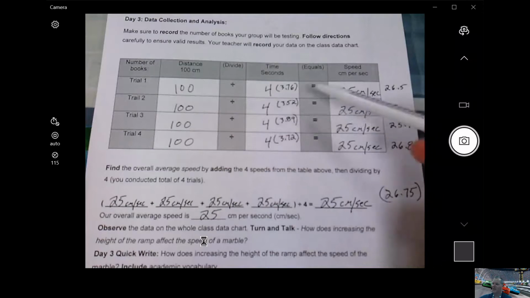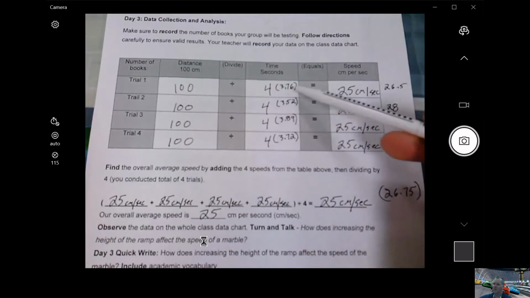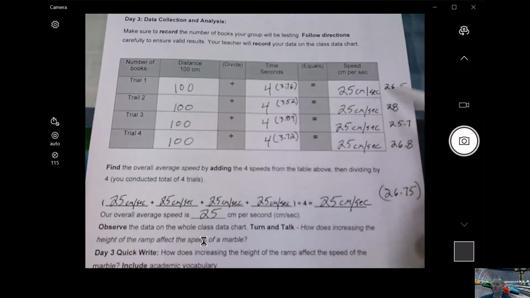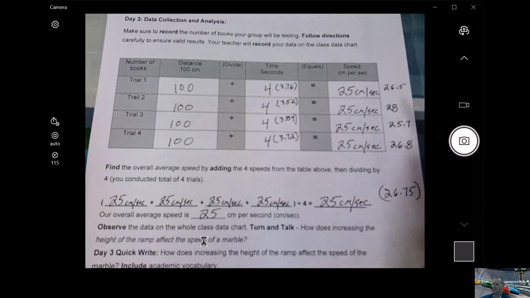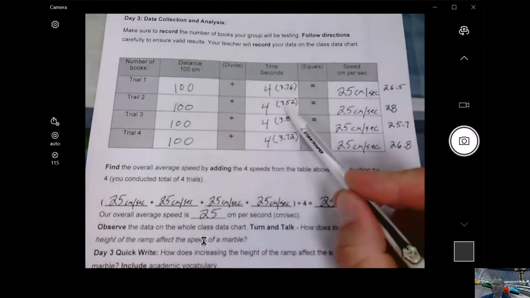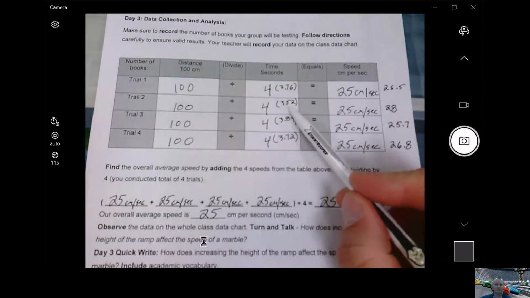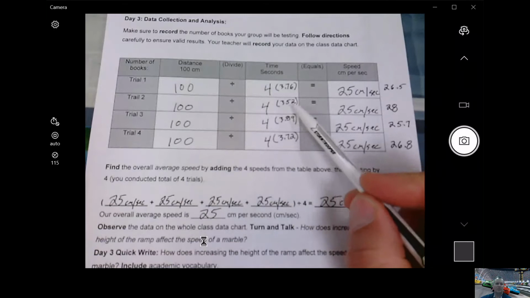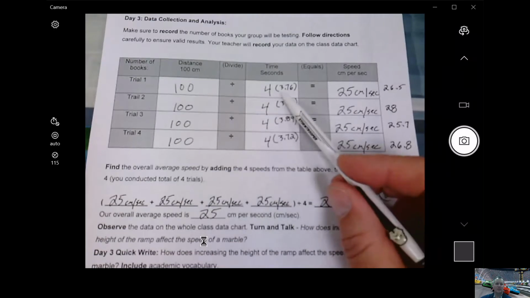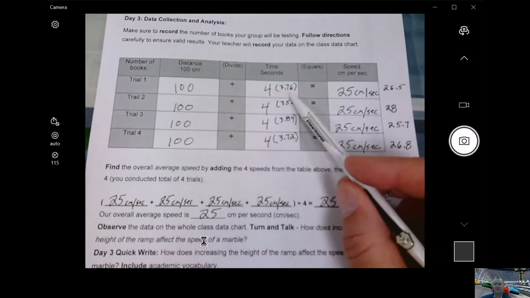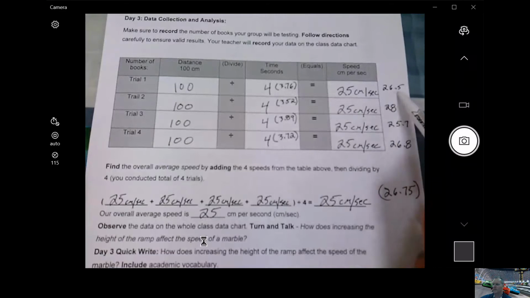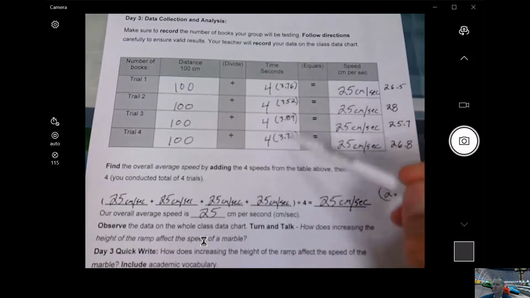So you can see here, here's my times. Even though we have some milliseconds going on, it does affect things here very slightly, even if it's off by a centimeter or two. It does show you something very interesting. So notice this one here, 28 centimeters per second, and look at the time, 3.52. Okay, as opposed to this one here, 3.76 and 26.5. So what is that showing you?